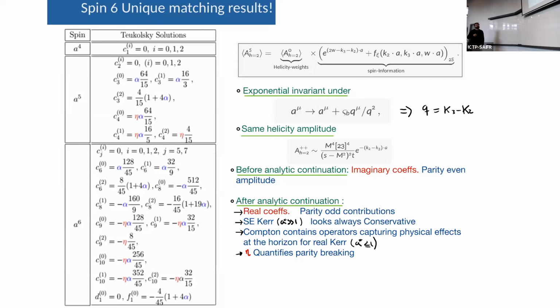If you analyze your answers before the analytic continuation, if you in general allow for imaginary coefficients, your amplitude is parity even, but after analytic continuation your amplitude is parity odd, basically just as a consequence of this analytic continuation. So the question is, can you find a parity even contribution that can capture this sort of effect?